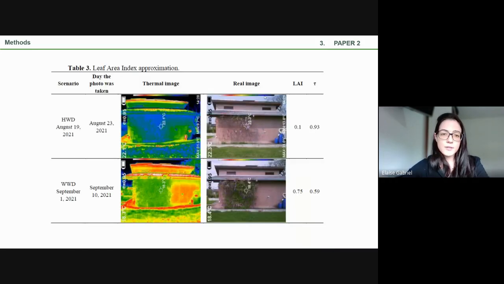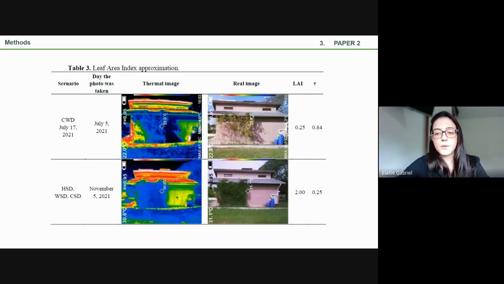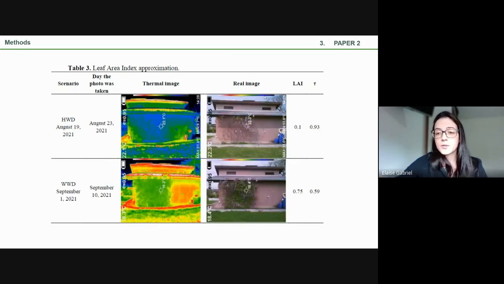So for the scenarios, we set up 3 scenarios for winter and 3 scenarios for summer based on the leaf area index and the transmissivity value of the plant. For the summer, we chose to fix the transmissivity value since the plant is really dense in the summer and did not lose its leaves. And in the winter, it changed. So we changed according to the leaf area index of each one of these pictures.